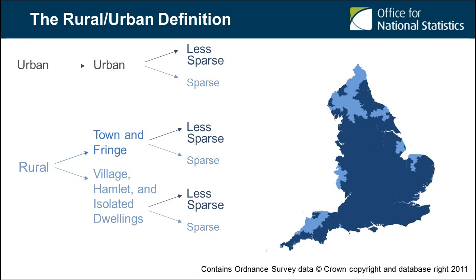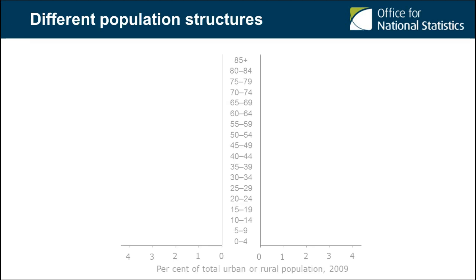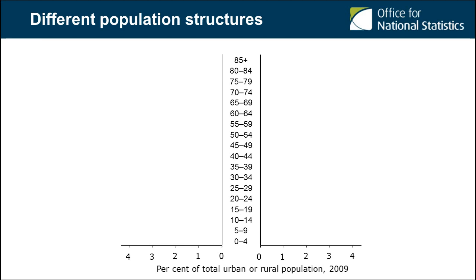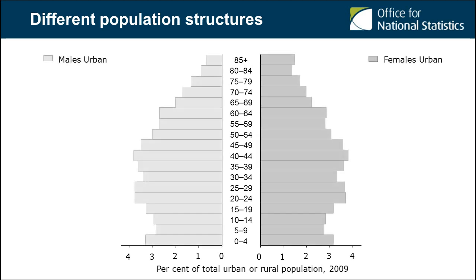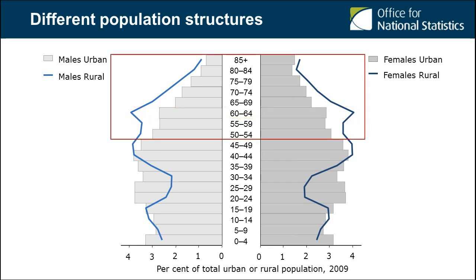Not all topics show a pattern of rural-urban differences. Let's explore several that do. The definition can be used to look at differences in the population structure between urban and rural areas. Using a population pyramid that shows the percentage of people in each 5-year age band, starting off with England's urban areas and now using this line to show the rural areas, we can see there is a bigger rural population peak at ages 60 to 64, and that rural areas have relatively high proportions of people aged 50 and over.